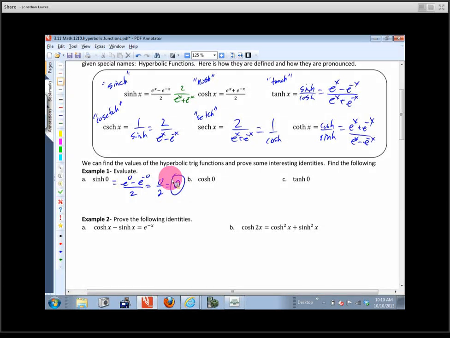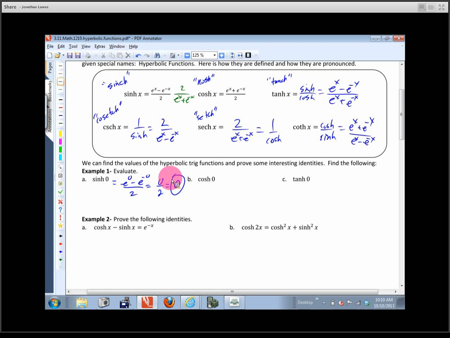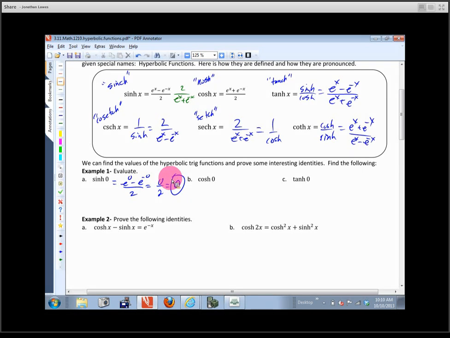So if you plug a 0 into the sinh function, into the hyperbolic sine function, you end up with a 0. What if you plug in a 0 into the hyperbolic cosine function? Because this is going to be e to the 0 plus e to the minus 0 all over 2. That's a 1 plus a 1 all over 2, so you end up with 1.